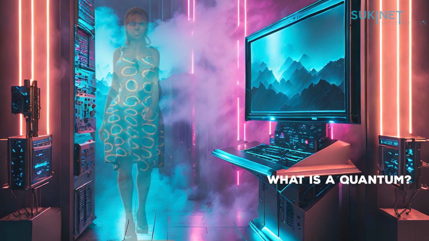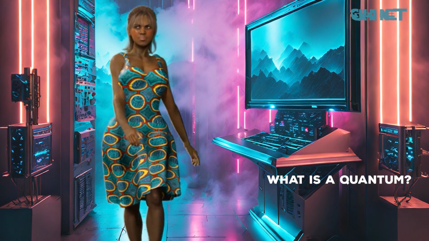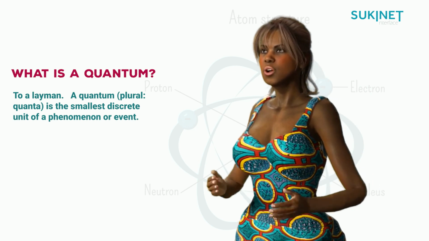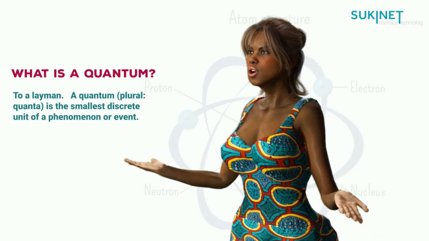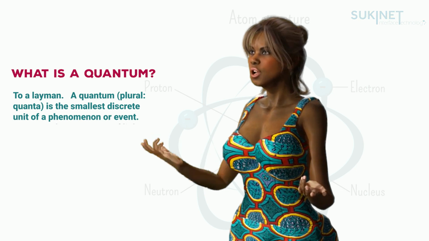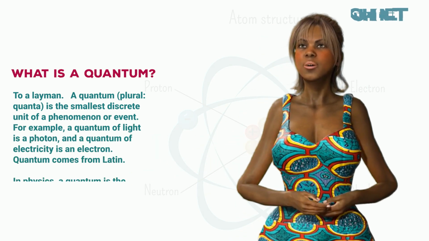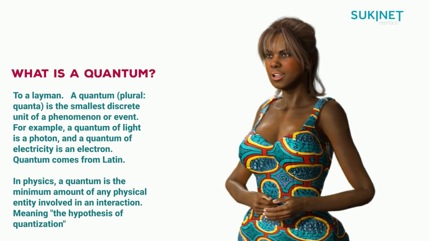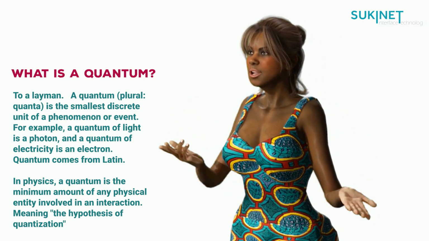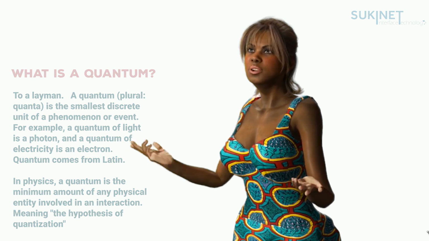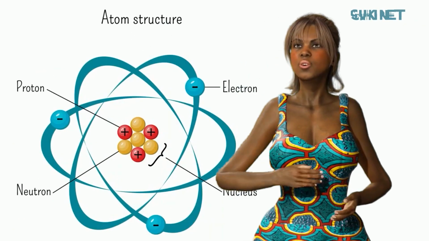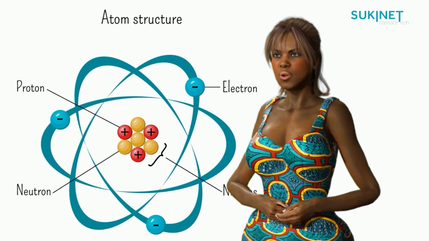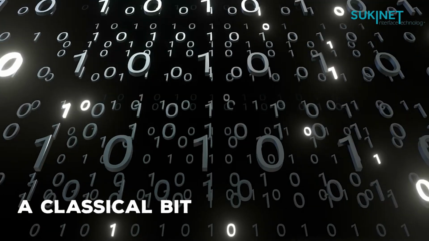What is a quantum? To a layman, a quantum, plural quanta, is the smallest discrete unit of a phenomenon or event. For example, a quantum of light is a photon, and a quantum of electricity is an electron. Quantum comes from Latin. In physics, a quantum is the minimum amount of any physical entity involved in an interaction, meaning the hypothesis of quantization.